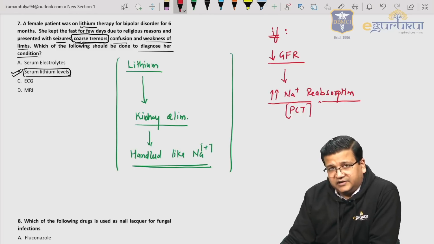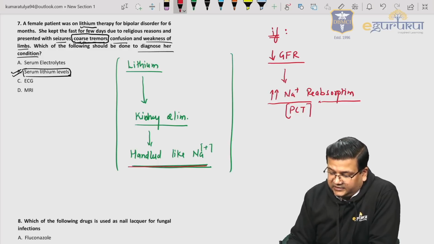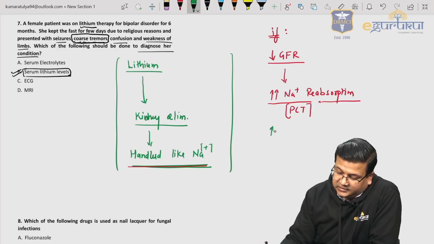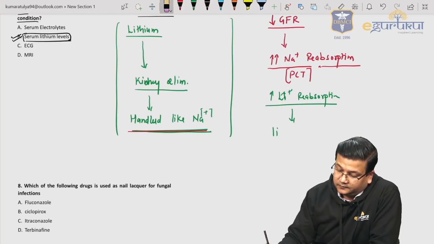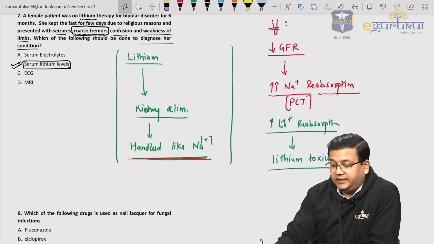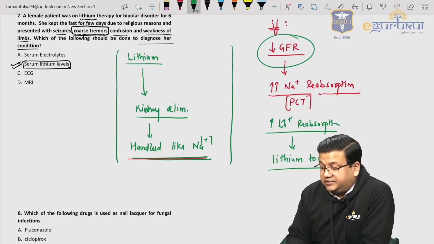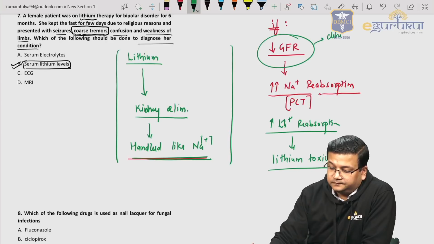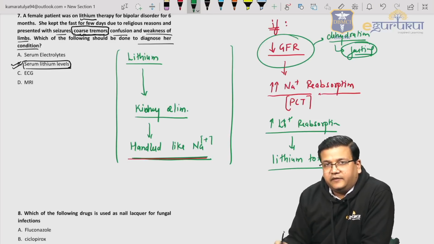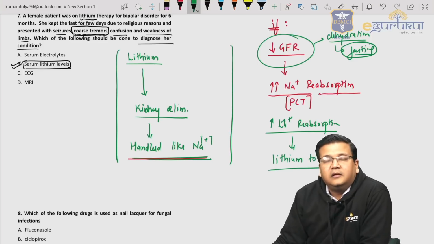Now whenever GFR falls, sodium reabsorption from the PCT will increase, and we are saying that lithium is handled like sodium by the kidney. So that would also result in increased lithium reabsorption, and that could result in lithium toxicity. Now all we need to understand are the simple possible reasons for a fall in GFR. Number 1 could be dehydration. Dehydration could result from excessive standing in heat, or from fasting. During fasting, not sufficient intake of water could result in reduced GFR, and that could result in lithium toxicity. That is what has happened in this female patient.